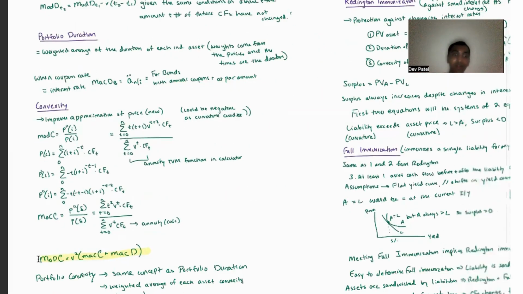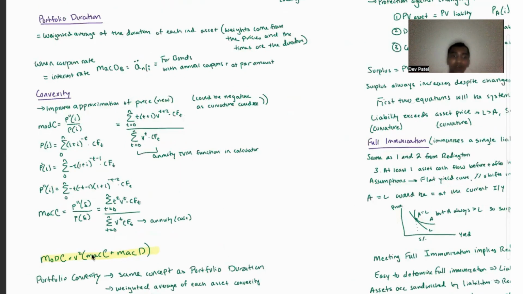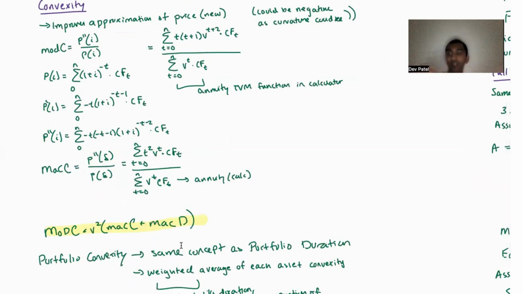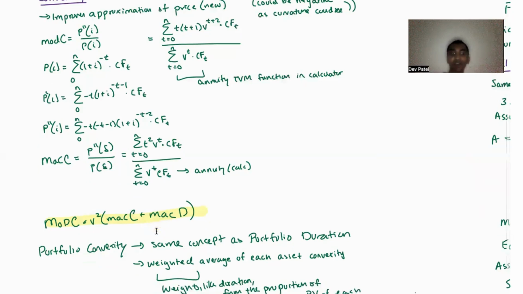And then this is a very important relationship that we need to understand. If we have two of these, mod C, mac C, and mac D, we can solve for the other one pretty easily. So mod C equals v squared times mac C plus mac D. A lot of questions I've seen, you're able to easily get two of these, and then it's asking for the third one. And just by using this equation, you can get that value.